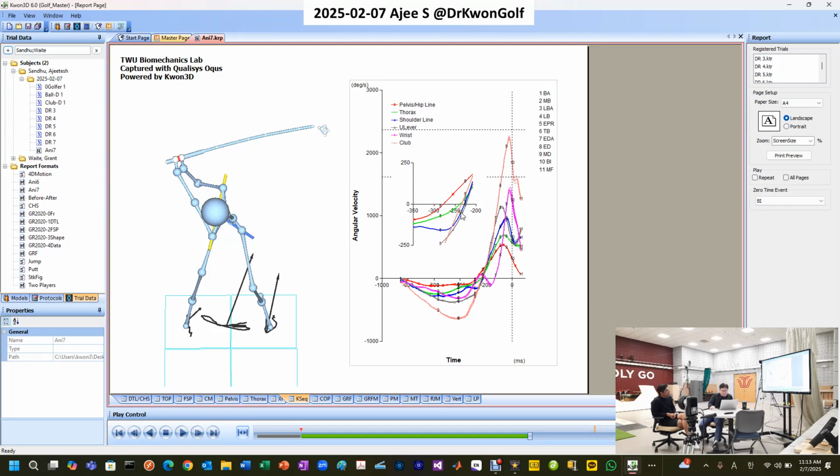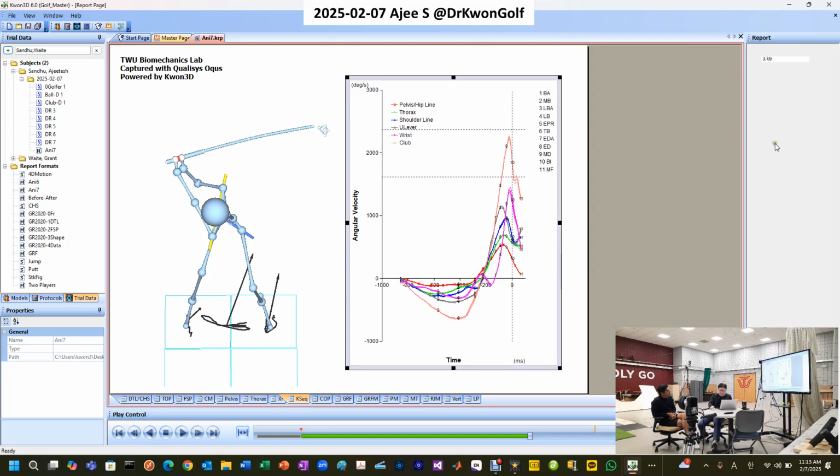So there are three sequences: the backswing sequence, the transition sequence, and then the downswing sequence. So let's first look at the backswing sequence. First we'll eliminate the wrist angular velocity here.